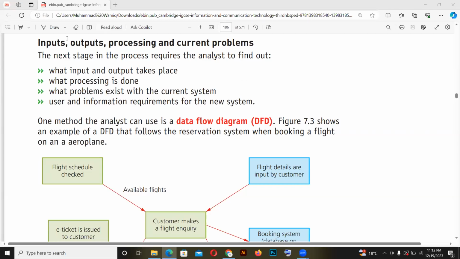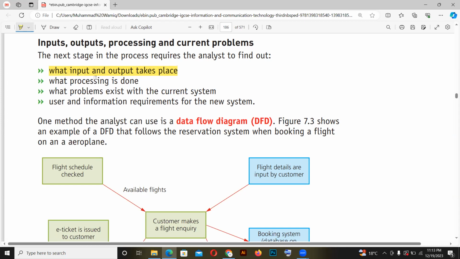In your next stage, it requires the analyst to find out, to solve that desired problem, what input and output should be taking place. Input means what you want to add as information from your keyboard or any sort of input device, and output means what is going to be your result, right? So in this, you are going to identify what your input and output are.